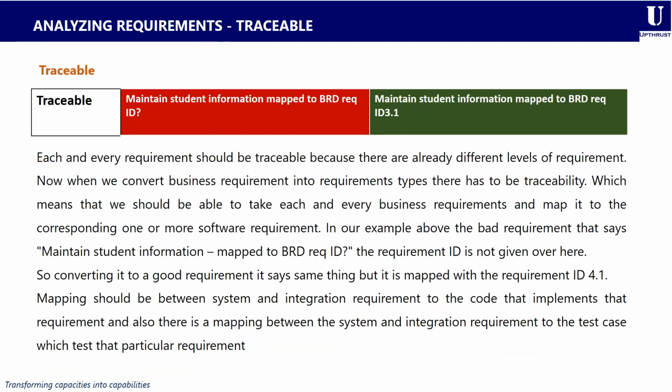So next one is to ensure that your requirement is traceable. Each and every requirement should be traceable, because there are different levels of requirements. When we convert business requirements into requirement types, there has to be some sort of traceability, which means we should be able to take each business requirement and map it to the corresponding one or more software requirements. In our example above, the bad requirement says maintain student information mapped to BRD requirement ID, but it does not state the actual ID of that particular requirement.